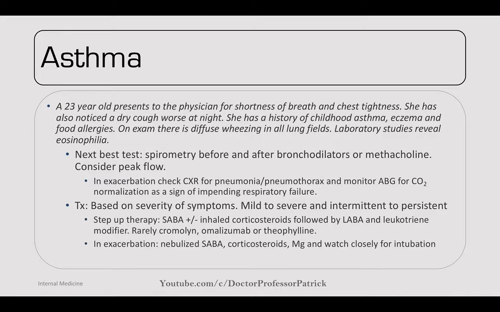Treatment here is going to be based on severity of symptoms. So if it's mild to severe, and if it's intermittent to persistent. So your step-up therapy is going to be starting with a short-acting bronchodilator. The next step up is going to be inhaled corticosteroids. Next step would be a long-acting bronchodilator, and you can also try leukotrienes. And then rarely you can do cromolyn, omalizumab, or theophylline.